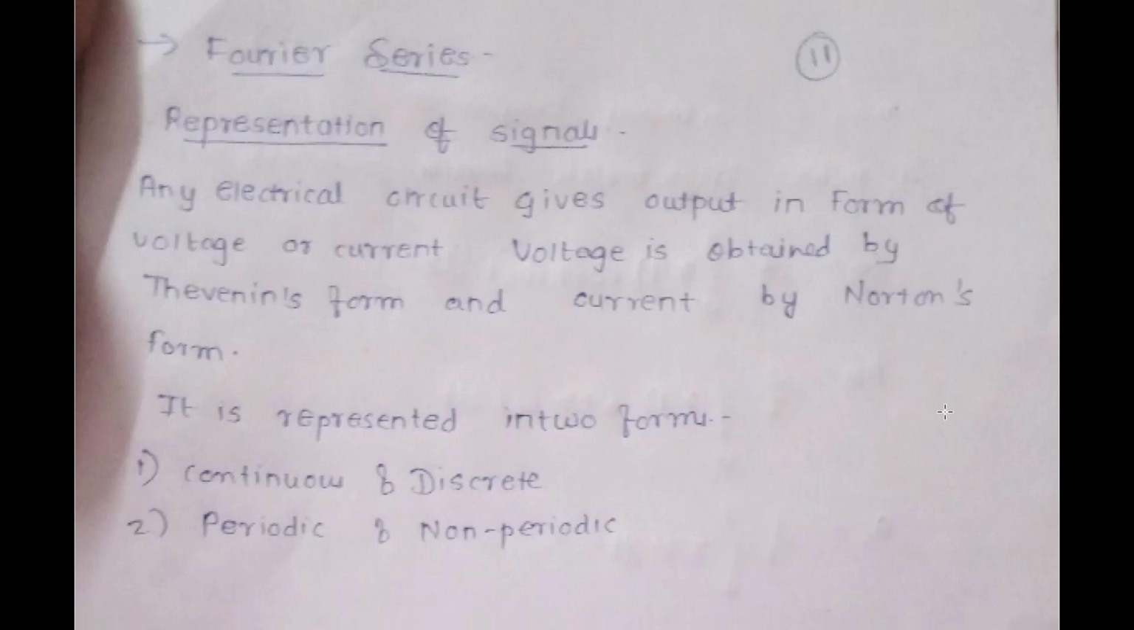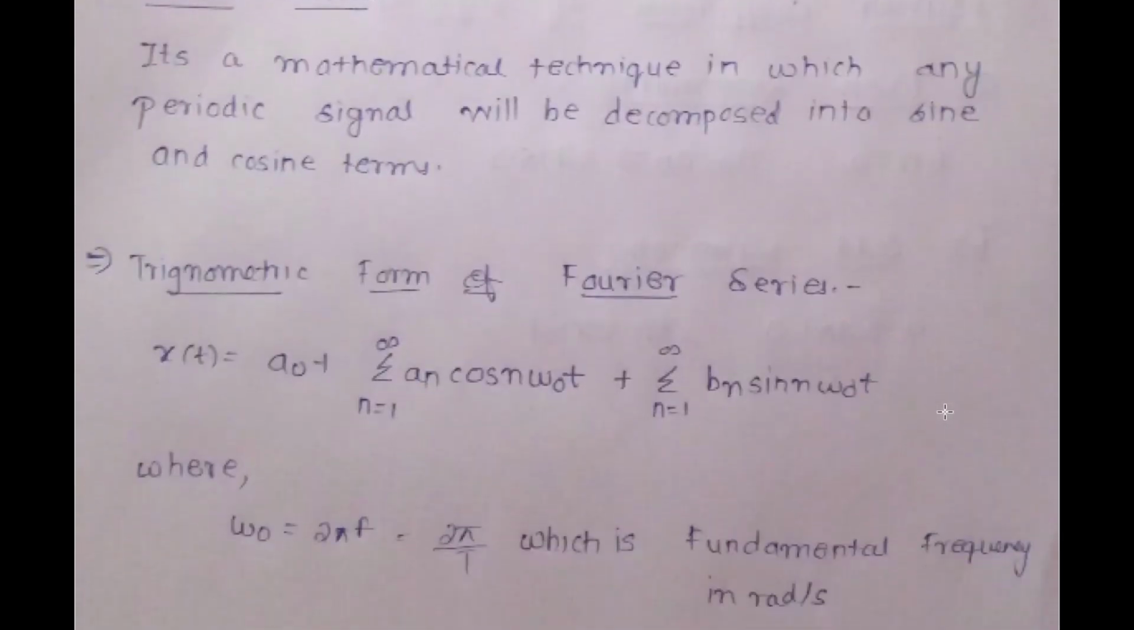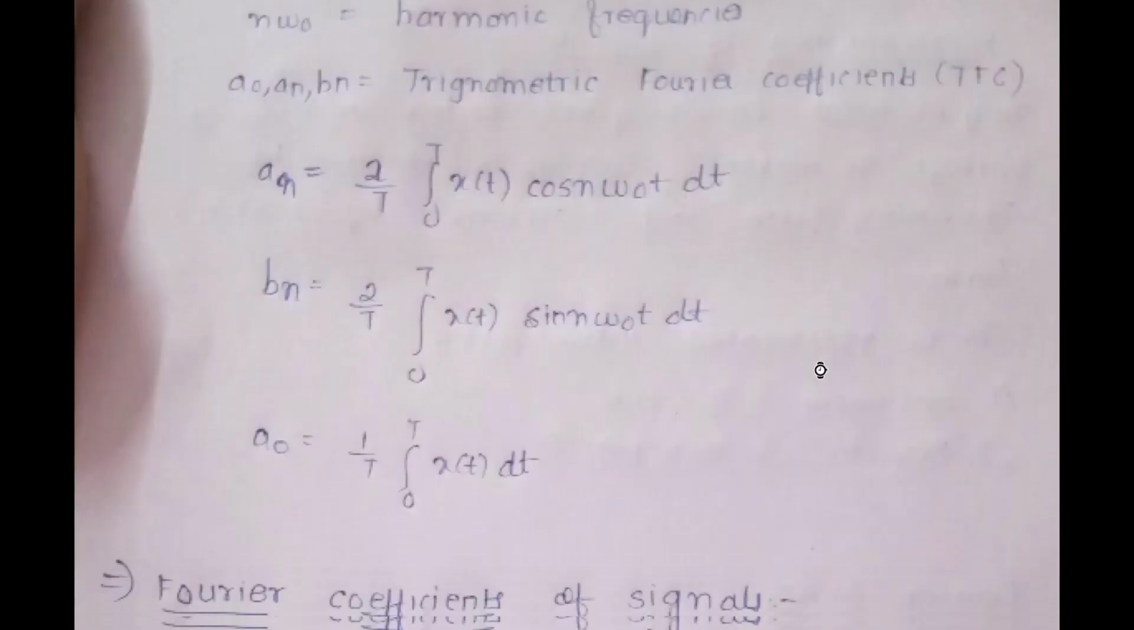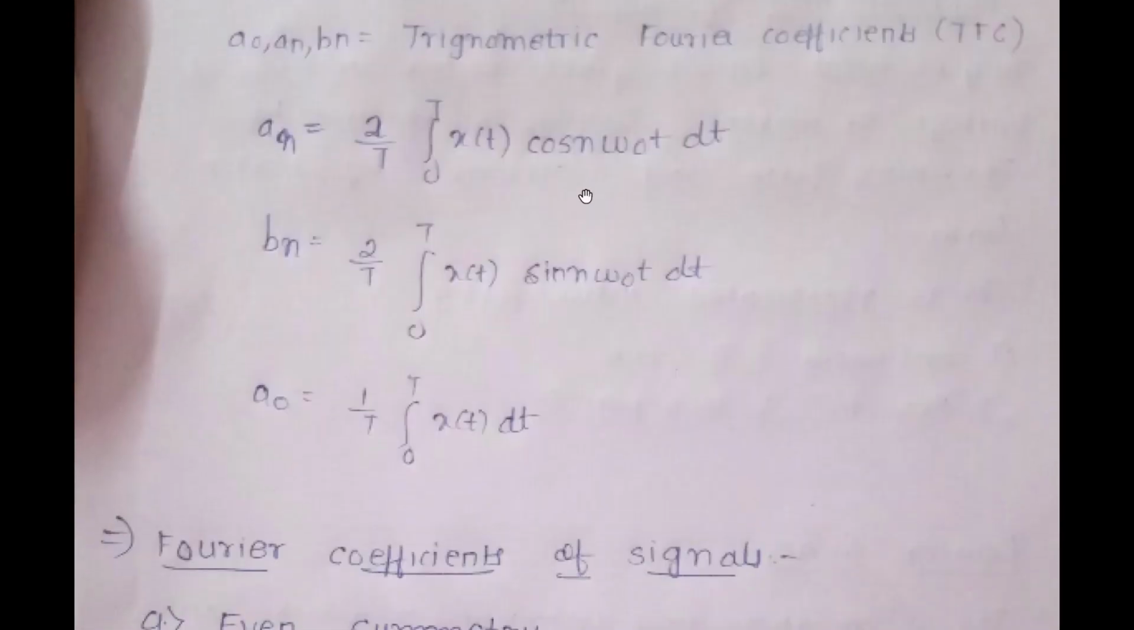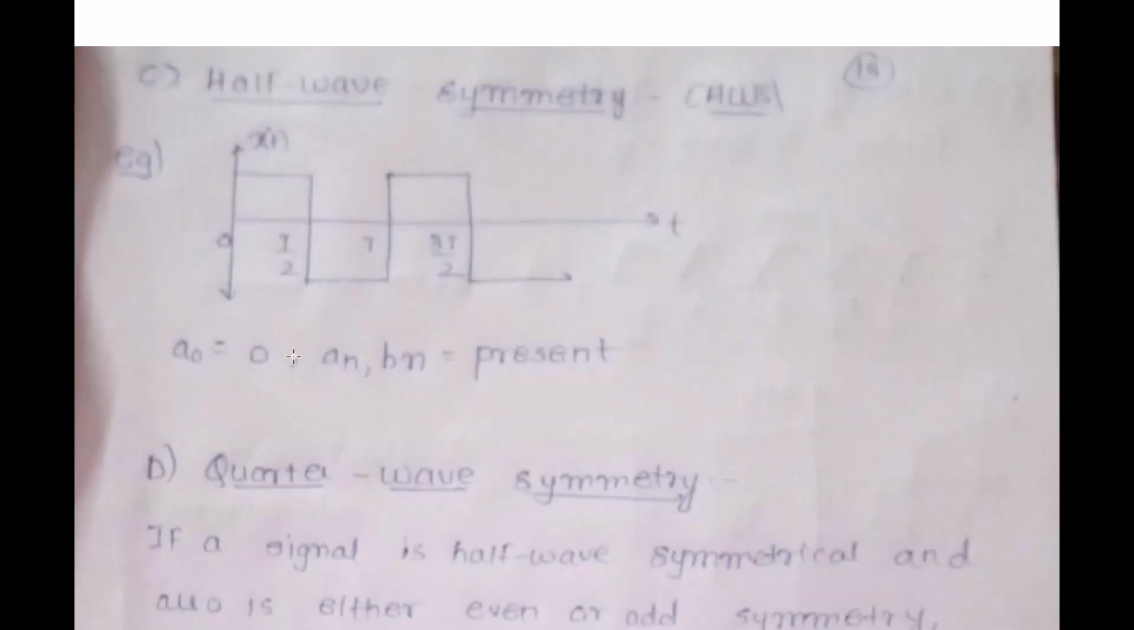So talking about Fourier series, just to give you a review, it's basically a mathematical technique in which my periodic signal, like in this case x of t, can be decomposed into a constant value and into an and bn, which are basically my Fourier coefficients, in terms of my cosine and sine terms. My a0, an, bn formulas are given over here, and I have my even symmetrical signal in which my bn is equal to 0. Odd symmetry is where my a0 and an are equal to 0.